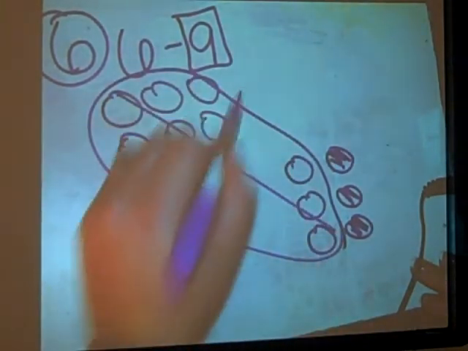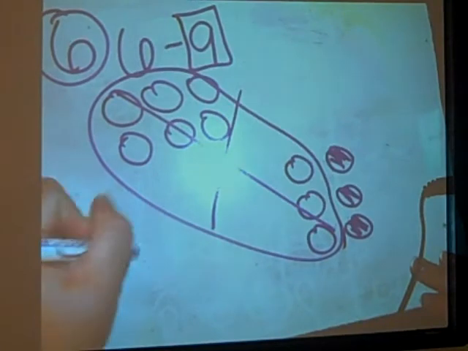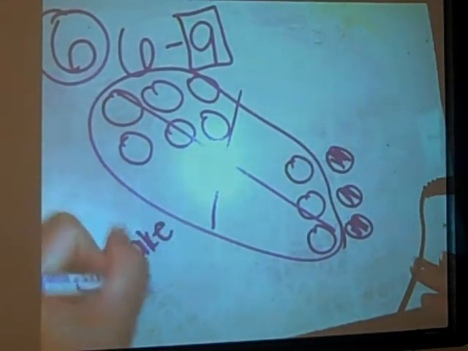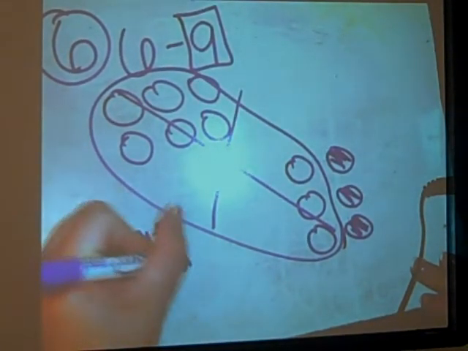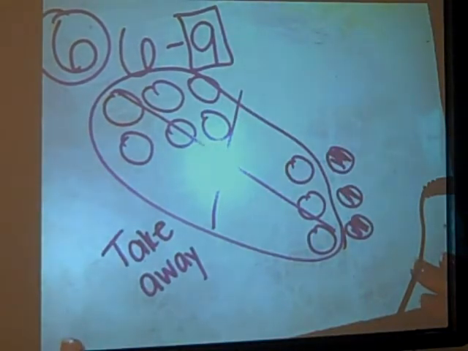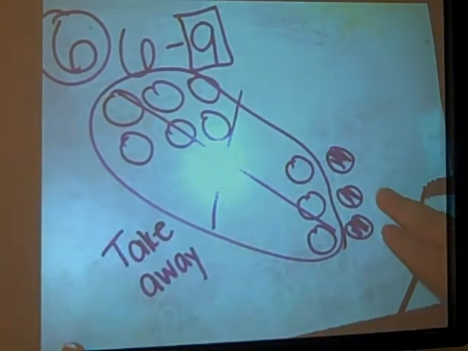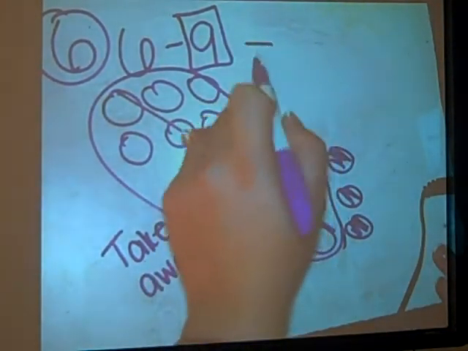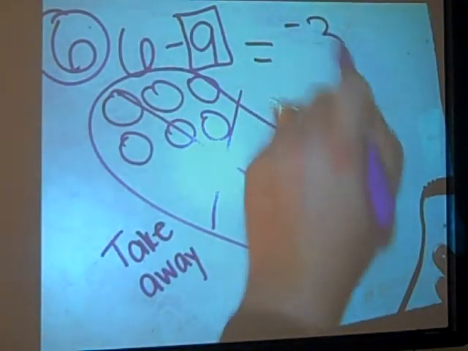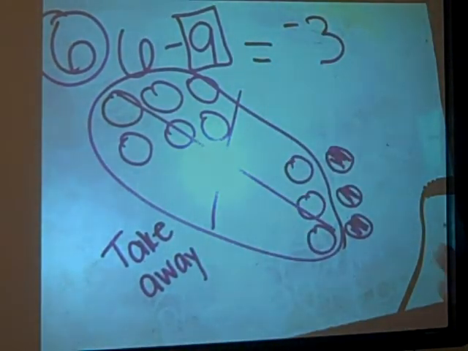I like to cross them out. I like to write take away. You do not have to. That is just something that I like to do. And then you need to look. Well, I have 3 shaded left. Therefore, that equals negative 3. Let's look at a few more like that.